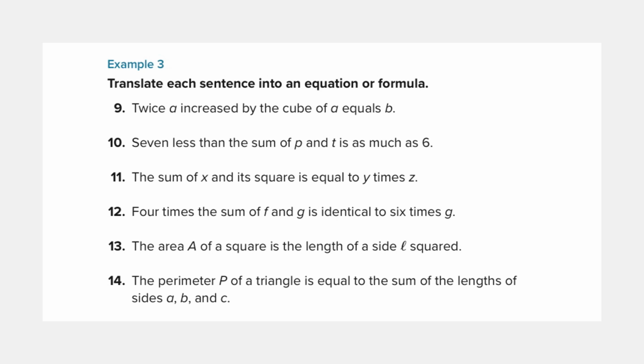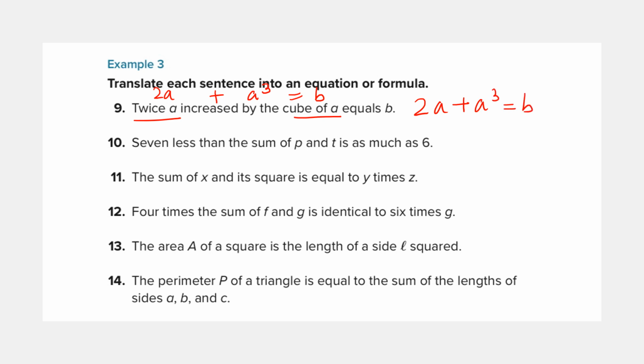Again, let's translate each sentence into an equation or formula. So twice of a increased by the cube of a equals b. So twice of a means 2 times a, increased means addition, by the cube of a. Cube of a means a raised to the power 3, equals b. So 2a, twice a increased by cube of a is equal to b.